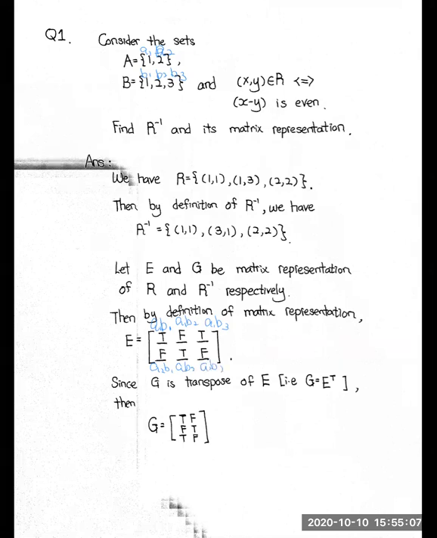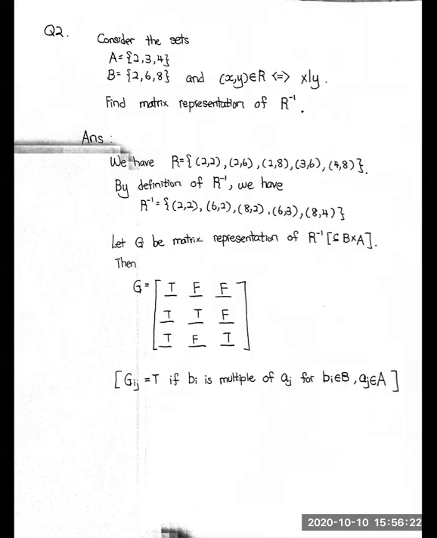Based on this, we find the elements in E. R has 3 elements, so in this case we have 3 trues. Then we know that R inverse has a matrix that is the transpose of E. In other words, G is equal to E transpose. Since we are tasked to find the matrix representation for R inverse, we just need to transpose the matrix E.